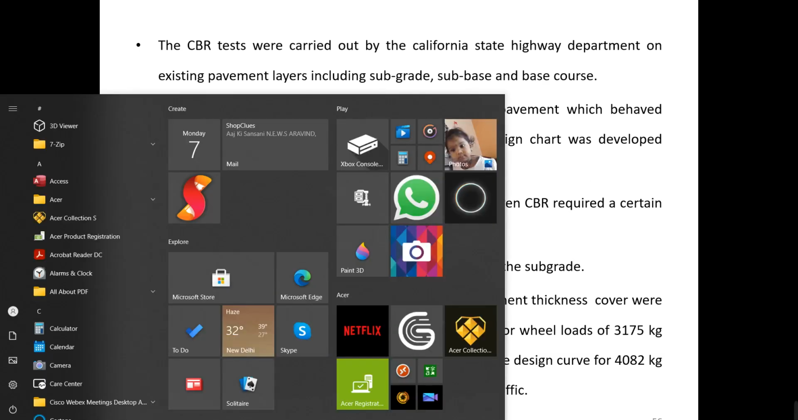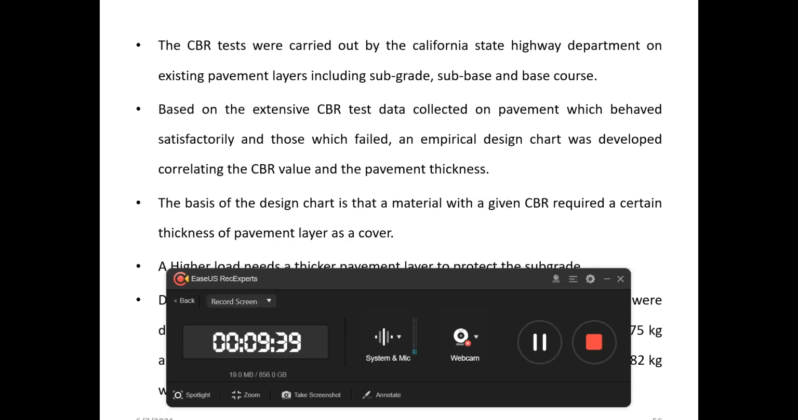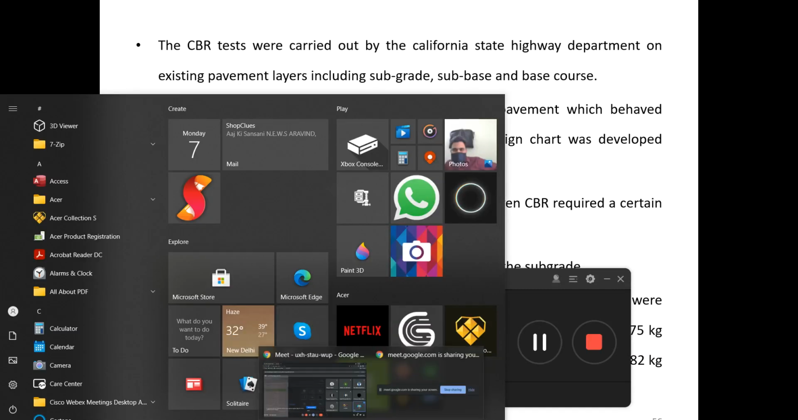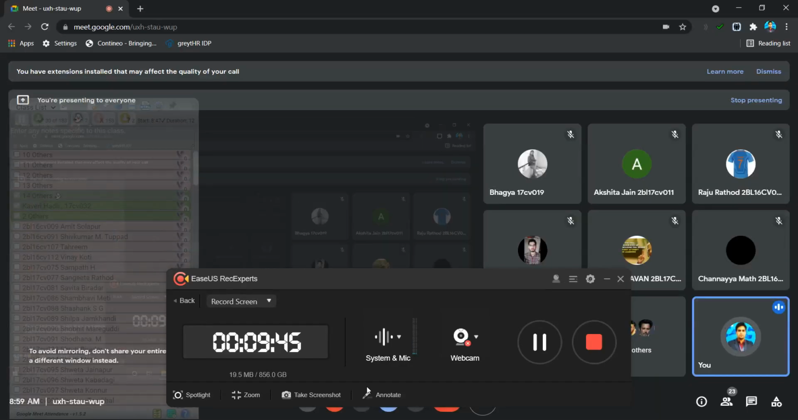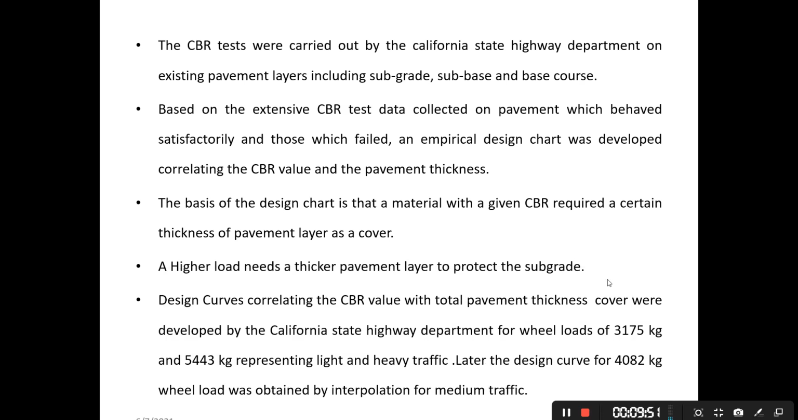So what should be the different types of subbase layer and what should be the different types of base course layer, we have to assume based on the value of the CBR that we get from the soil mass. So what you have to understand from the CBR initially, for your rough understanding, is the strength that is possessed by the soil mass. It is nothing but the resistance that is offered by the soil for penetration.